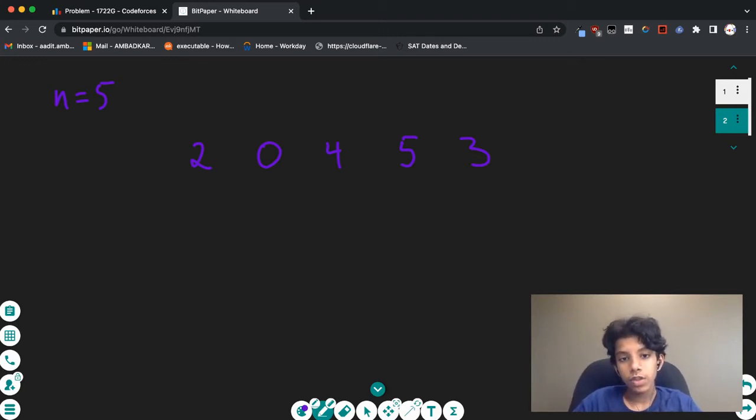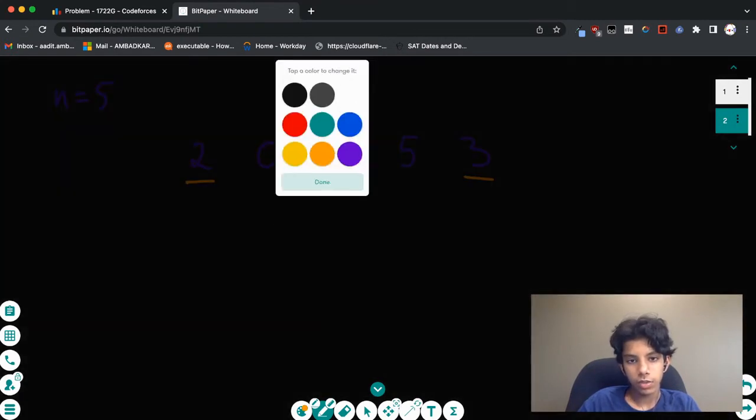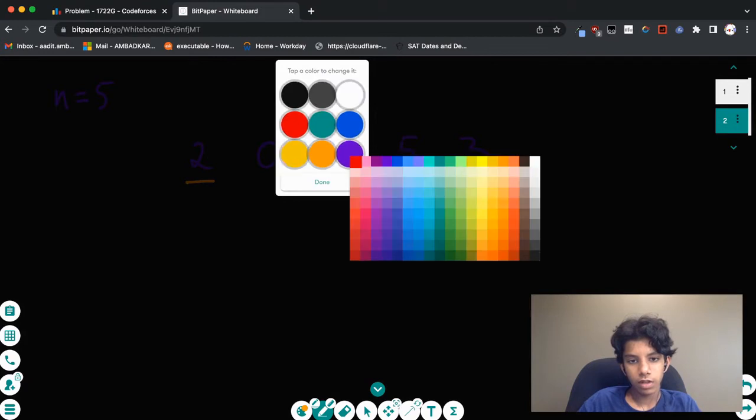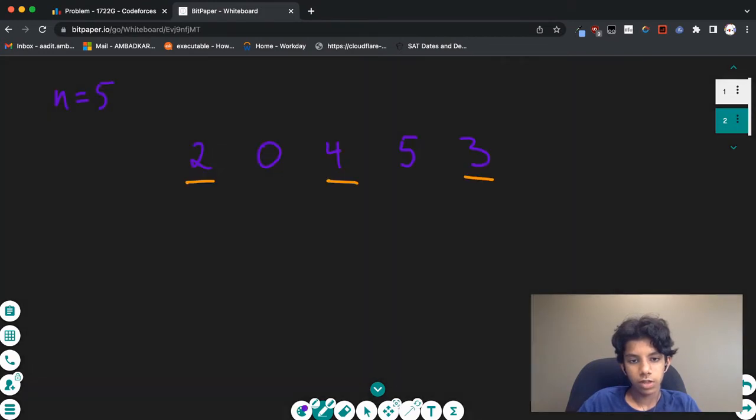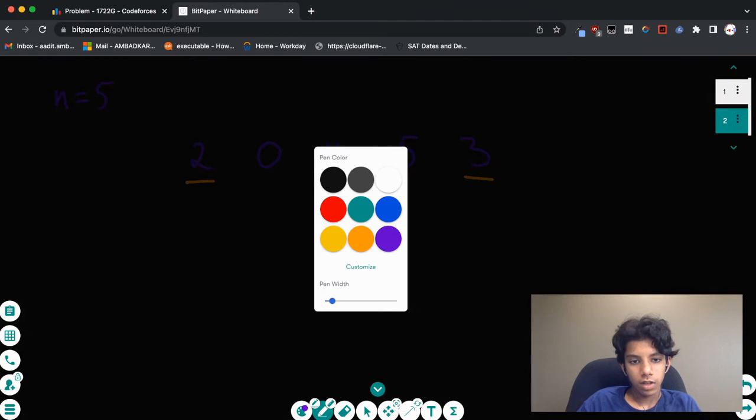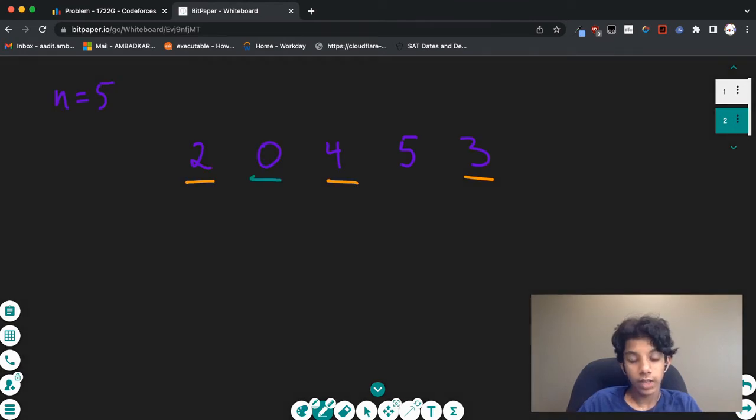So I have 2, 0, 4, 5, 3. Now here's the thing. I want the even and the odd positions to be the same. So this position, this position, this position when XORed should be equal to this position and this position when XORed.